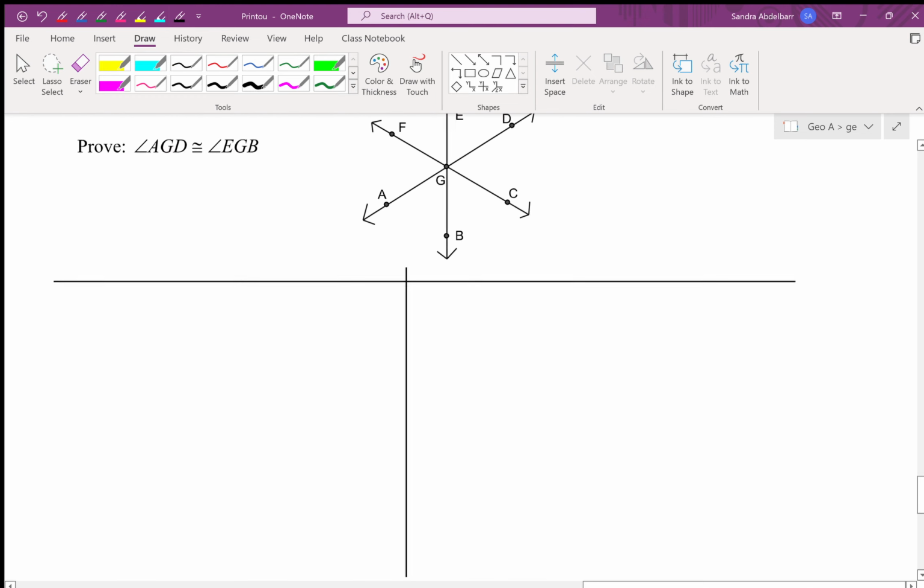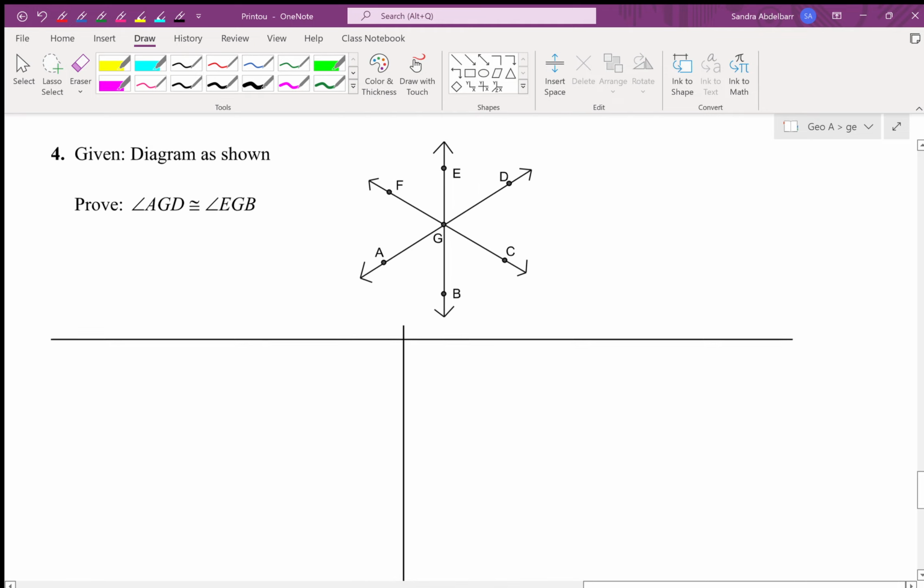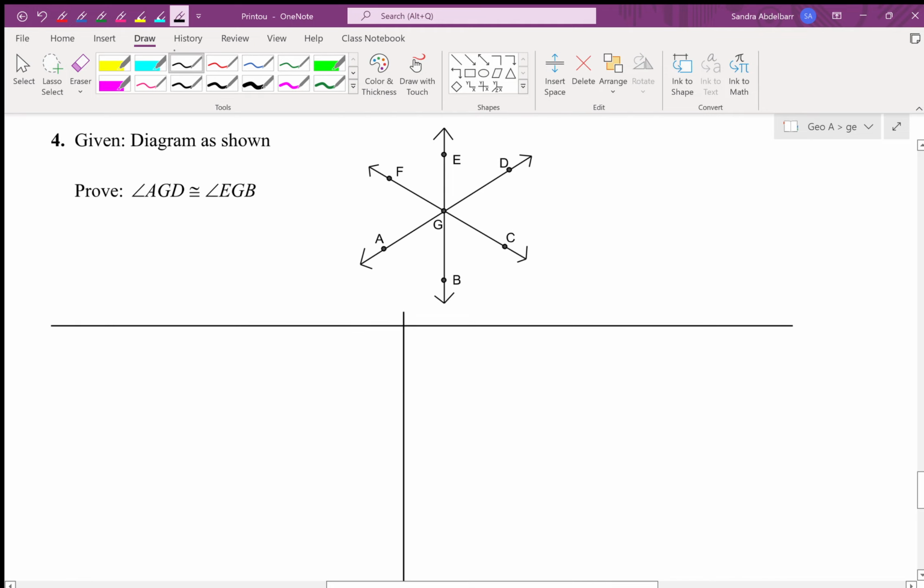All right, next one. All right, diagram as shown. Anything to mark for that? No. Do I still need to write it in my proof? Yes.